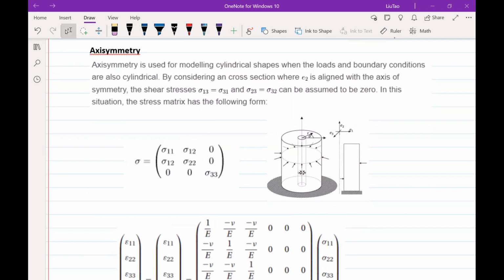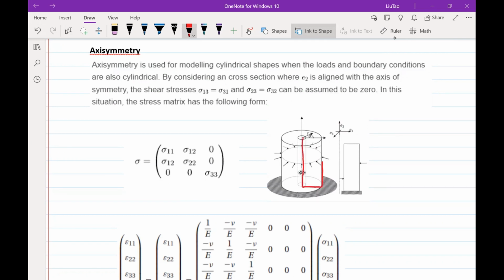Now let's take a look at the last situation, axisymmetry. It is used for modeling cylindrical shapes where the loads and boundary conditions are also cylindrical. Then the shear stress along the circumferential direction is 0. So let's take a look at one example. Here we have a cylinder and the load is cylindrical.